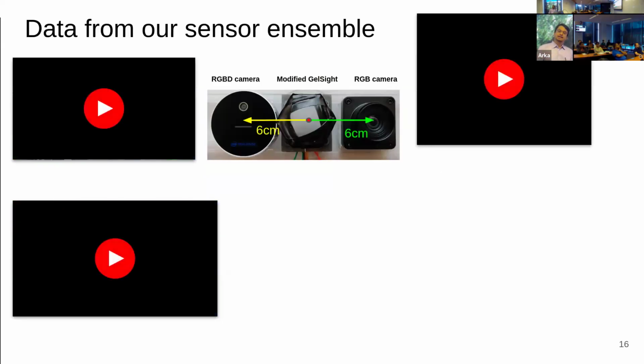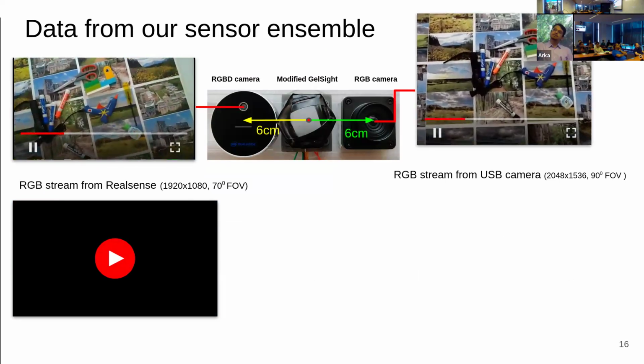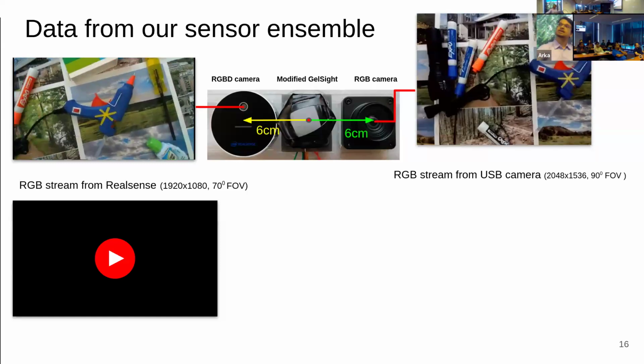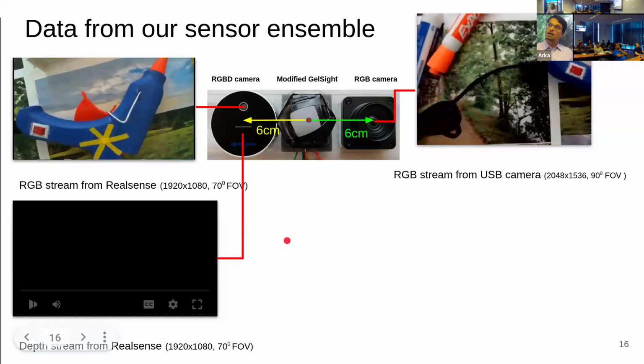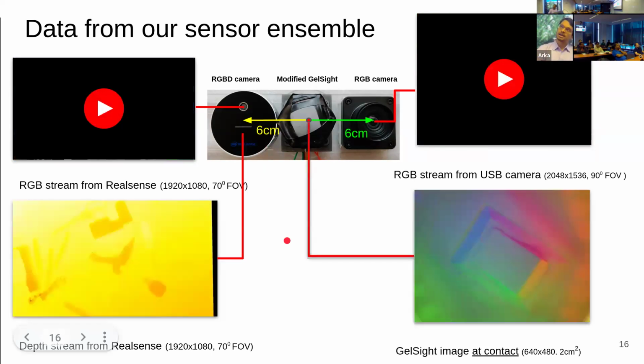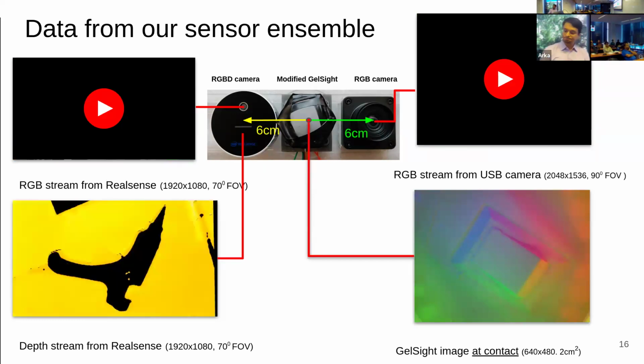Before that, let's look at the data that we captured. We captured 2 color image streams from our sensor. One is from the RGB camera on the right, and the other is from the color channel of the depth sensor. We have a depth stream coming from the depth sensor, and at contact, we measure a high resolution contact patch using the GelSight sensor.